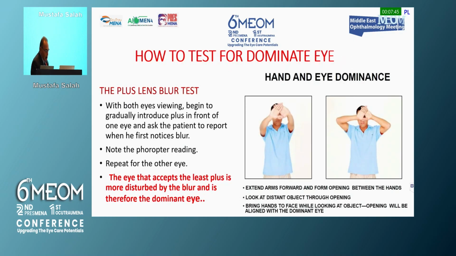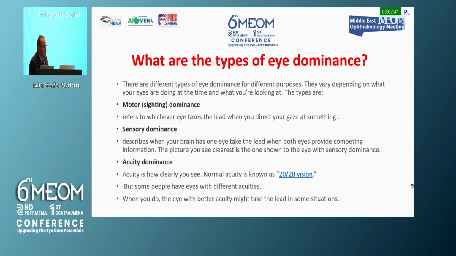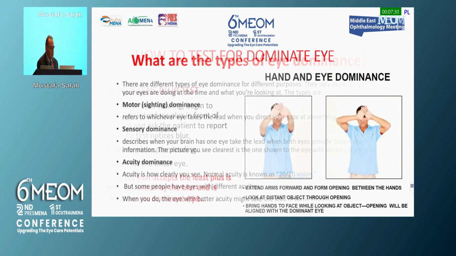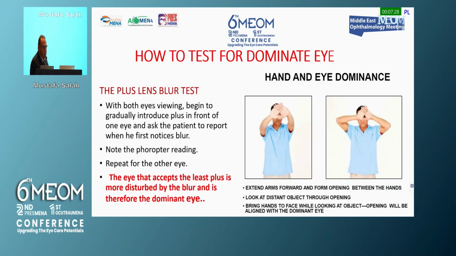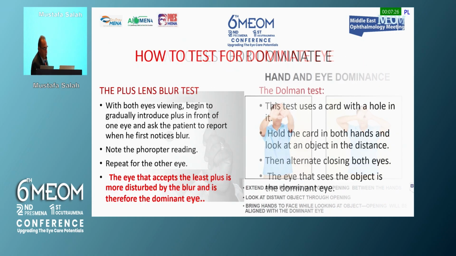So what are the types of dominance? There are different types: motor dominance, which is referred to in this talk, sensory dominance, and acuity dominance. How to test for dominance? There are many clinical tests.